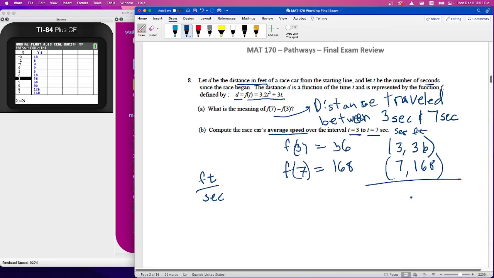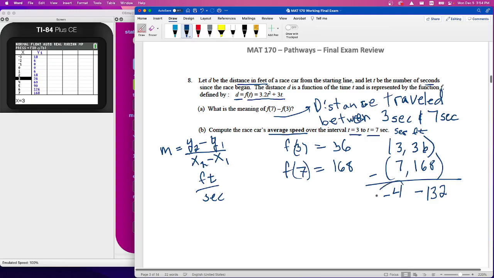So average speed is just find the average, the slope. So we can just subtract these 2 points, right? You could use the slope formula again, x2 minus x1. What I like to do is just take the points, line them up. 3 minus 7 is going to be negative 4, subtracting. 36 minus 168, that's going to be negative, let's see, 6 from 8 is 2, 3 from 6 is 3, and then there's still 100 left.